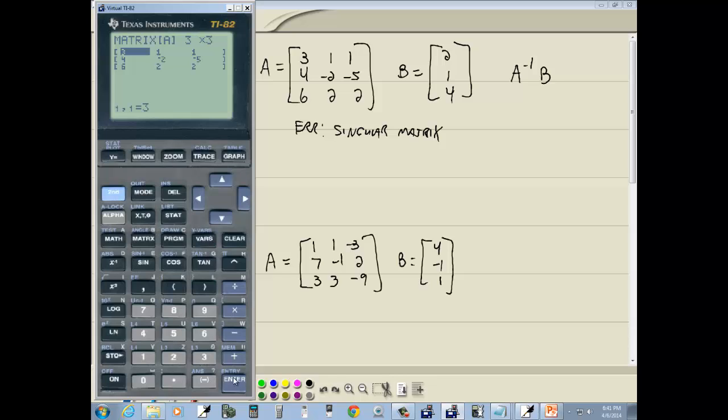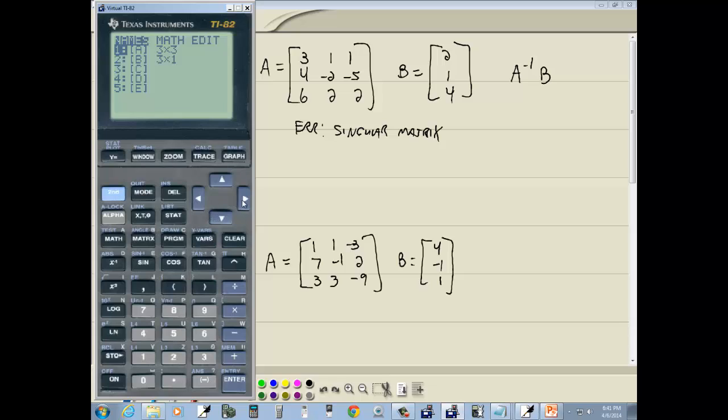3 enter. Then I'll do 1 enter, 1 enter, negative 3 enter, 7 enter, negative 1 enter, 2 enter, 3, 3, negative 9. And let me double check everything. It looks good. Do second mode to exit out.